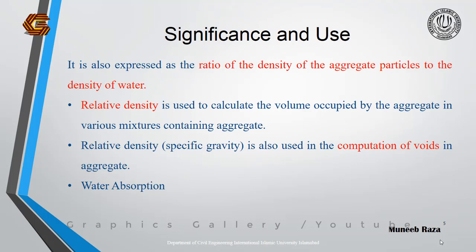And relative density is used to calculate the volume occupied by the aggregates in the various mixtures containing aggregate. Actually, why do we find the relative density? Because it will be helpful in the mix design. Then we will deal with the relative density, that is the most important for aggregates, and the other one is water absorption.